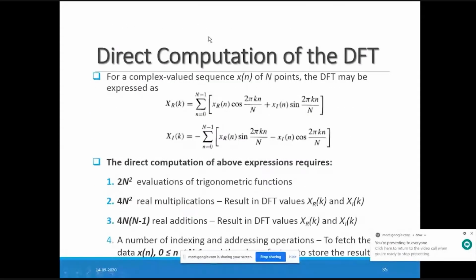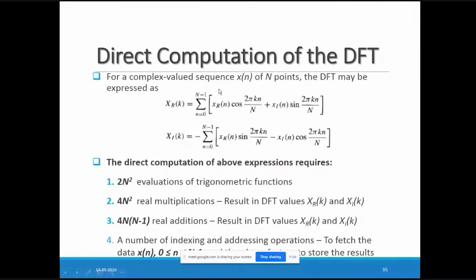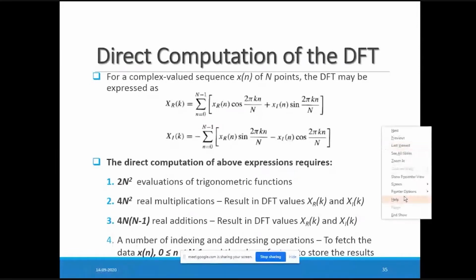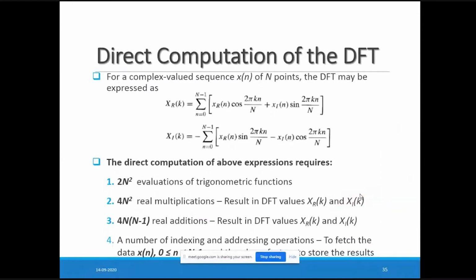In the last lecture, we discussed the direct computation of the DFT, in which we discussed the complex valued sequence, and their direct computation: the number of evaluations required, the number of multiplications required, and the number of real additions required. That we all discussed.